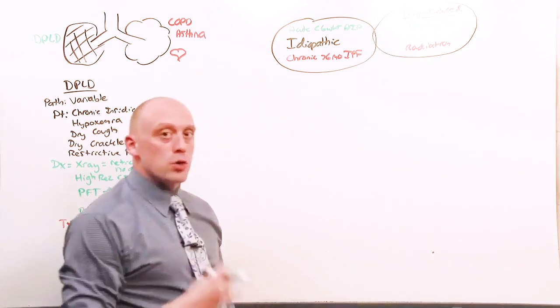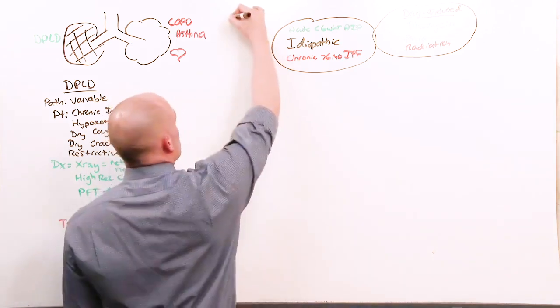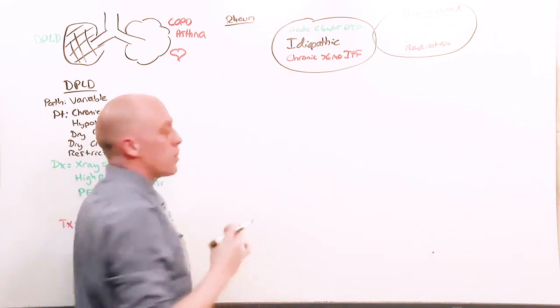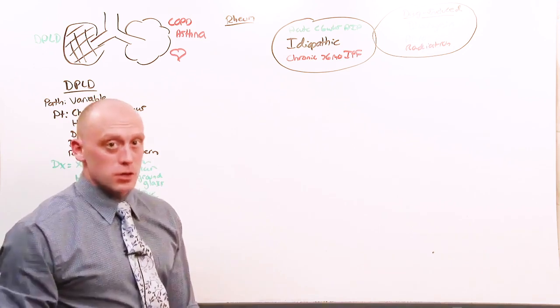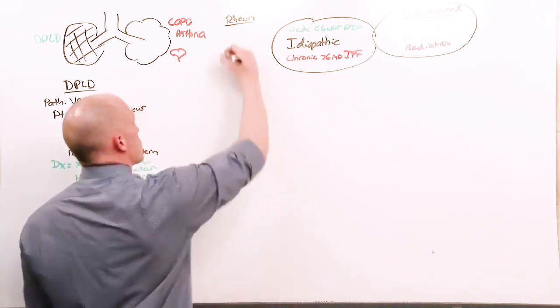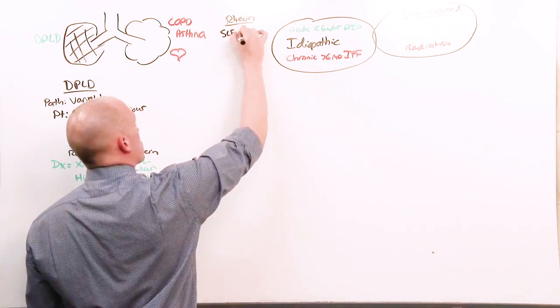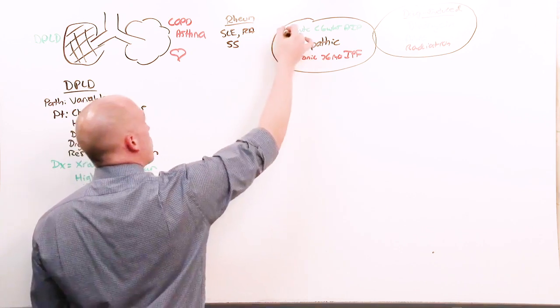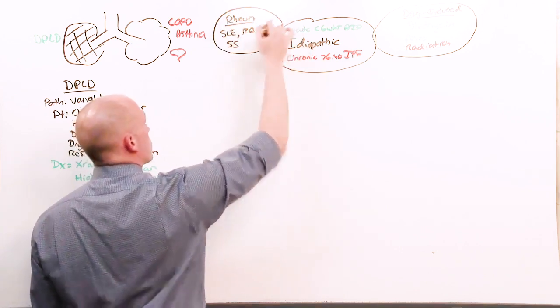Another form of known cause is going to be rheumatologic disease. And we're going to talk more about rheumatologic disease in rheumatology, so we're not going to go through these. Just know that systemic lupus erythematosus, rheumatoid arthritis, and systemic sclerosis can cause pulmonary fibrosis.